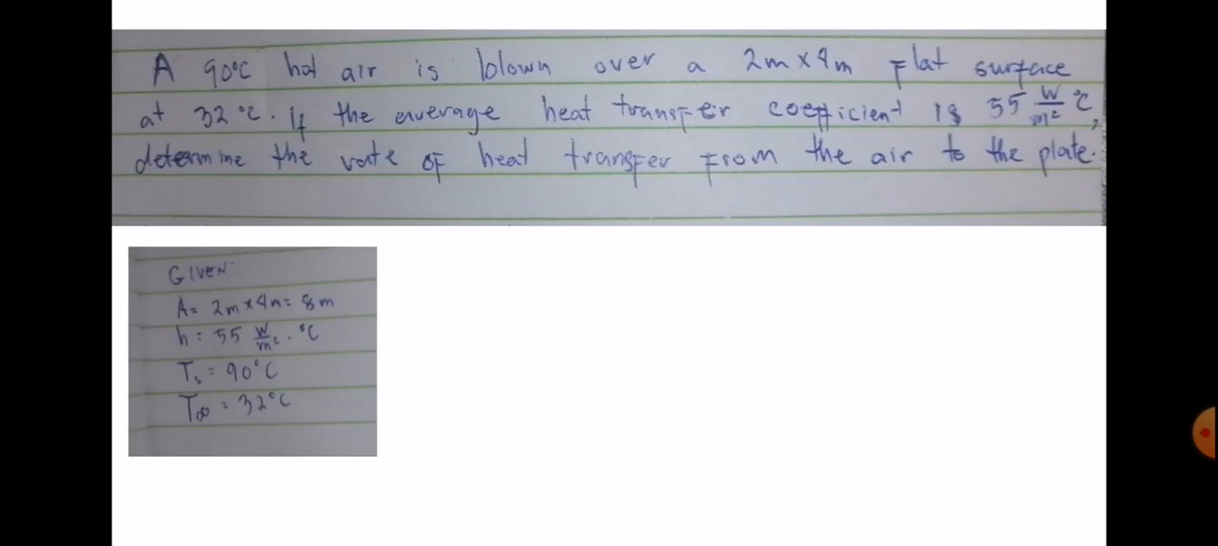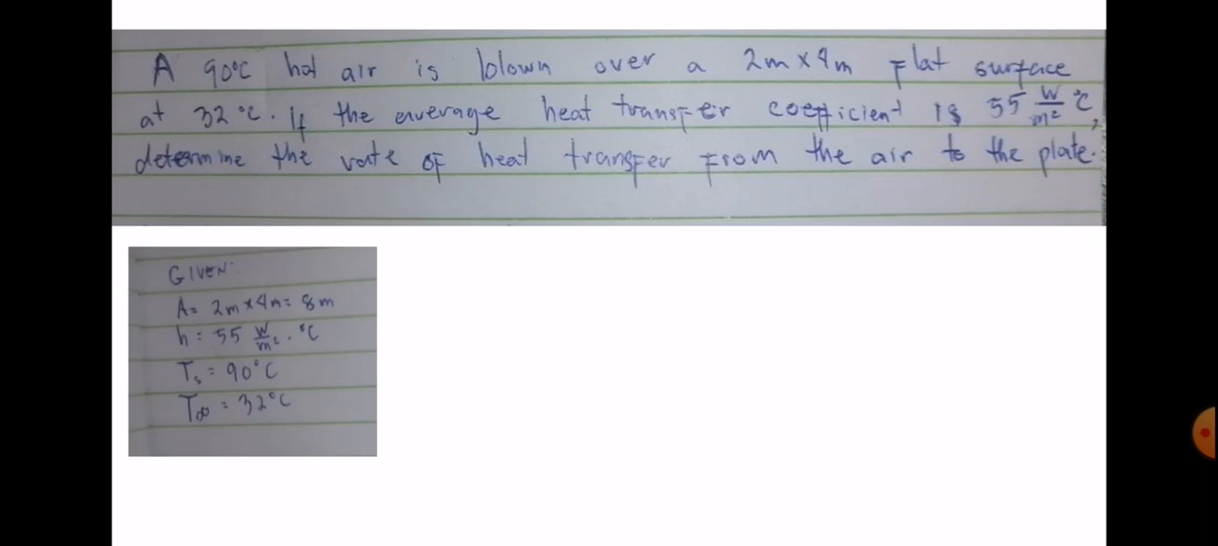Our topic today is all about heat transfer by convection, and here is our sample problem. A 90 degrees Celsius hot air is blown over a 2 meter by 4 meter flat surface at 32 degrees Celsius. If the average heat transfer coefficient is 55 watts per square meter degree Celsius, determine the rate of heat transfer from the air to the plate.